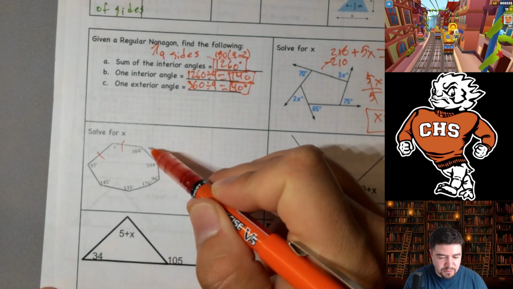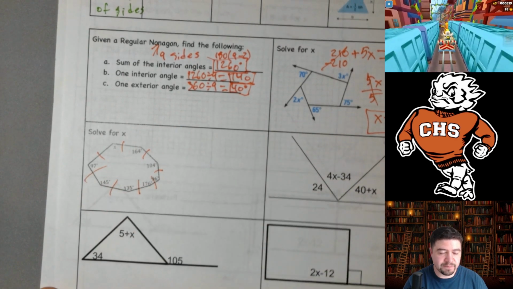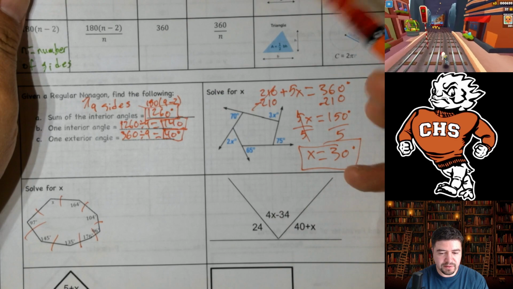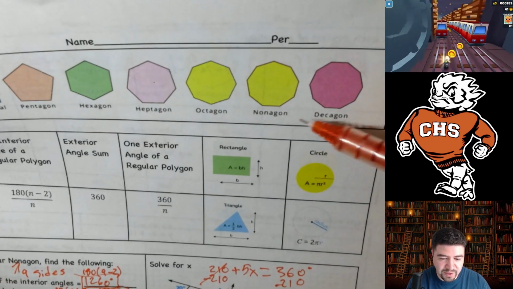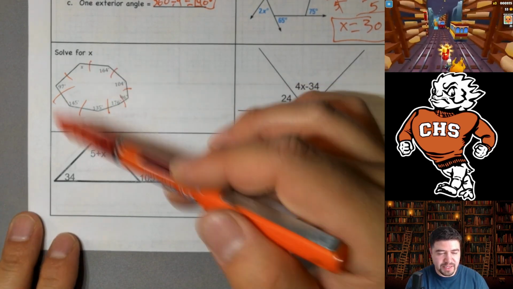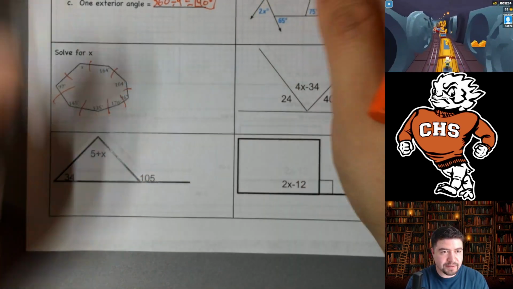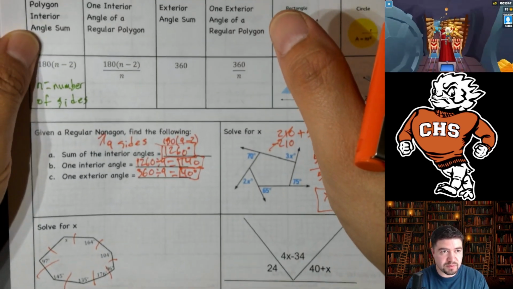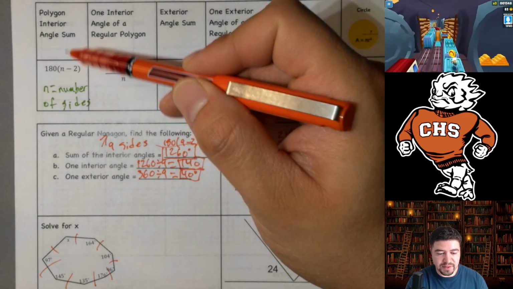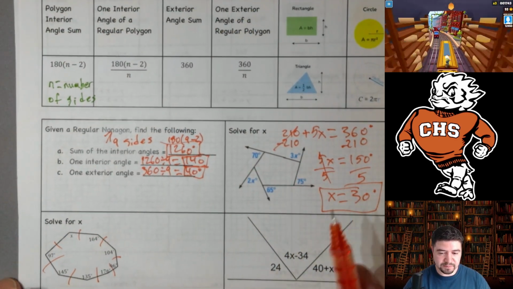There's 1, 2, 3, 4, 5, 6, 7, 8. 8 sides. I mean, this is an octagon. So octagon, yeah, regular octagon looks like this. But as long as the shape has 8 sides, it is an octagon. So we're going to take the number of sides here and plug it into our formula to get what the interior angle sum is going to be of this octagon.